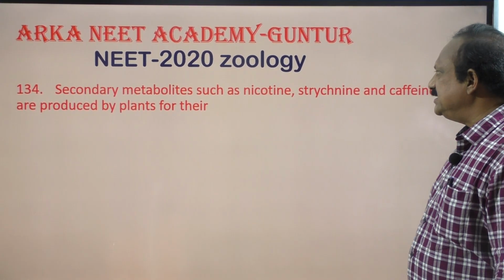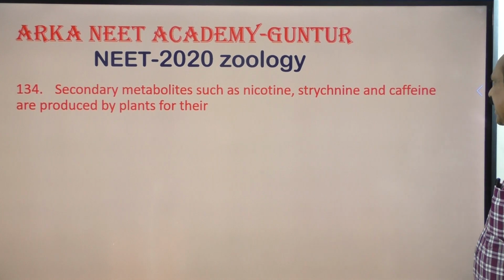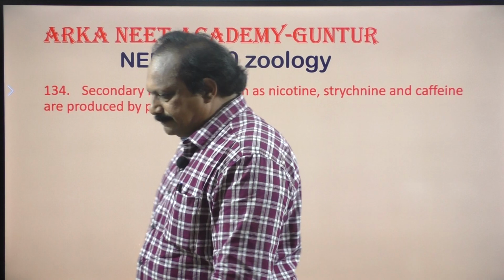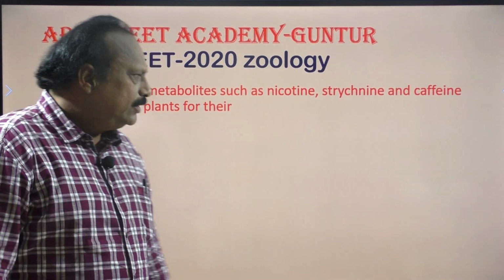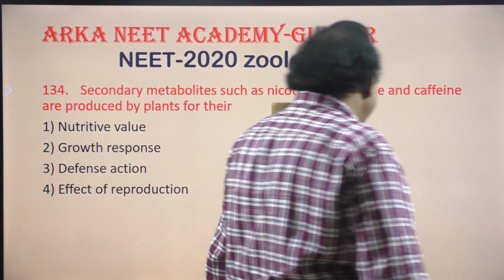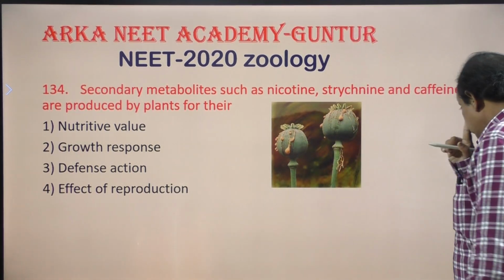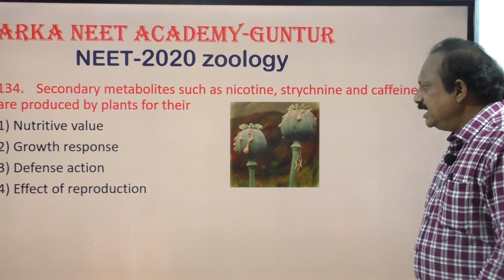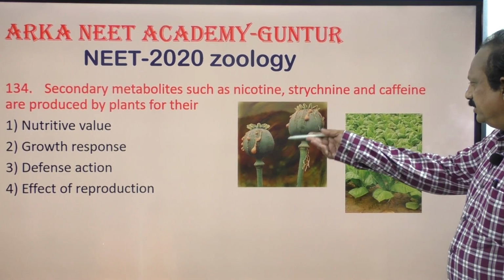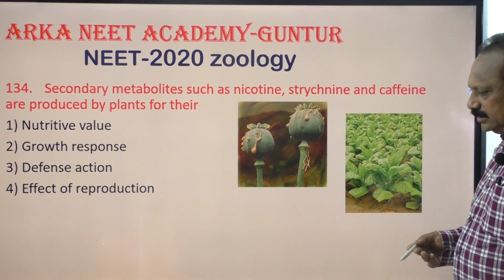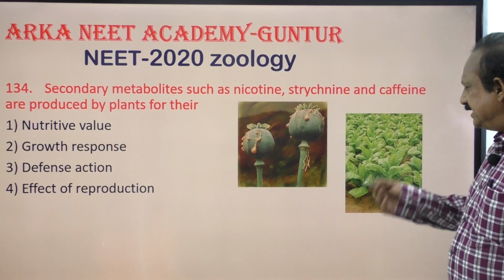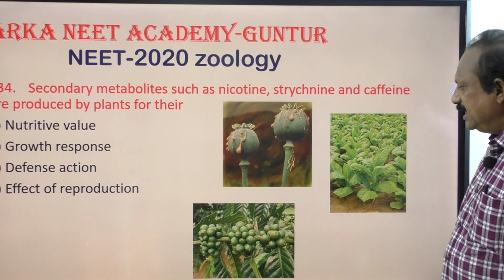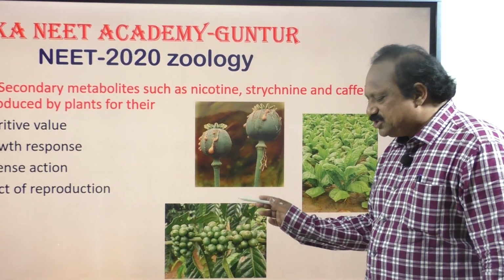Secondary metabolites such as nicotine, strychnine and caffeine are produced by plants. So, look at this diagram here. This is Papaver somniferum, and from the pod, the morphine is extracted. This is tobacco, nicotine is extracted from this one. And this is coffee, caffeine is extracted from this one.